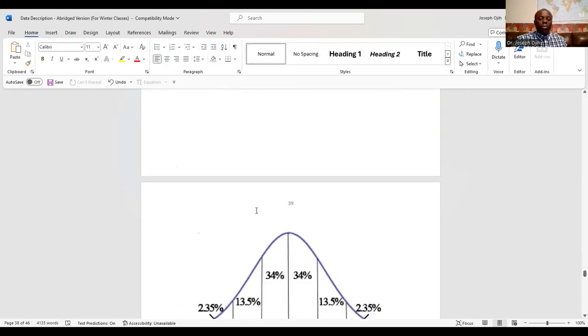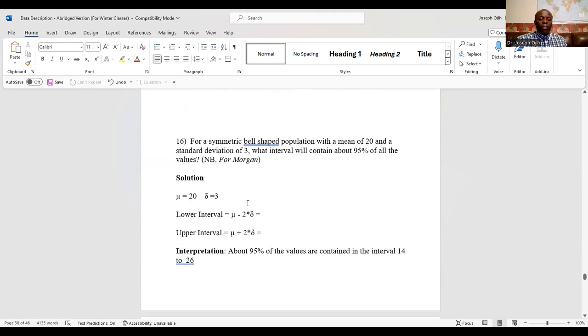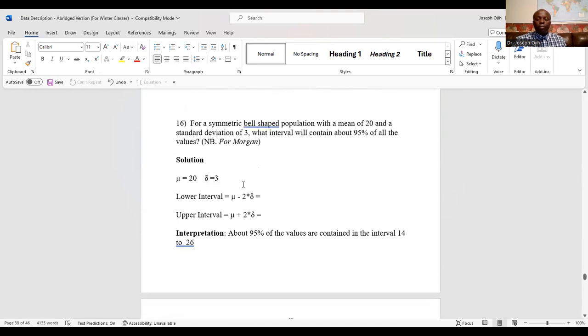Excellent, excellent. So now let us look at another example. It says here, for a symmetric bell-shaped population with a mean of 20 and a standard deviation of 3, what interval would contain about 95% of the values?